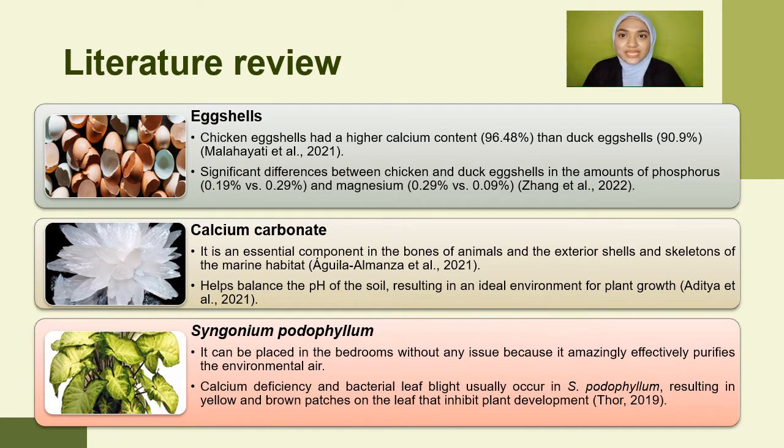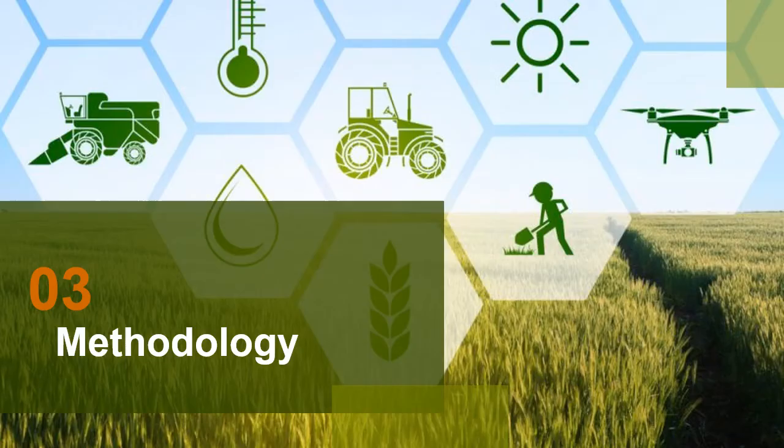Calcium deficiency and bacterial leaf blight usually occur in the Syngonium phytophilum, resulting in yellow and brown patches on the leaf that inhibit plant development. Thus, calcium in eggshell fertilizer helps stabilize various processes and control plant disease by aiding in mineral preservation and transportation in the soil.